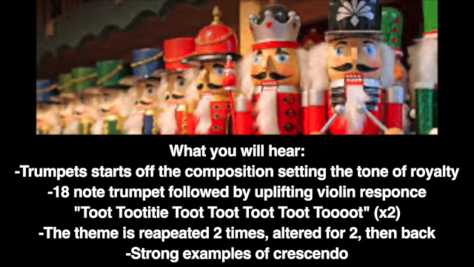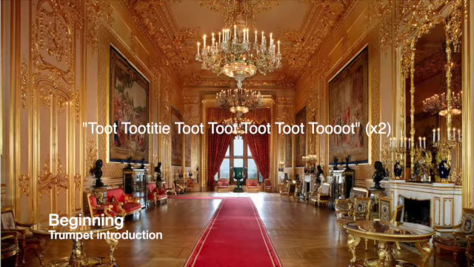Trumpets start off the composition, setting the tone of royalty. It's an 18-note trumpet phrase followed by an uplifting violin response. We can visualize the pattern with these toots. The main theme is repeated 2 times, altered for 2, then back. There's a strong example of crescendo woven between trumpets, with the violins increasing in loudness. Here's what I mean.